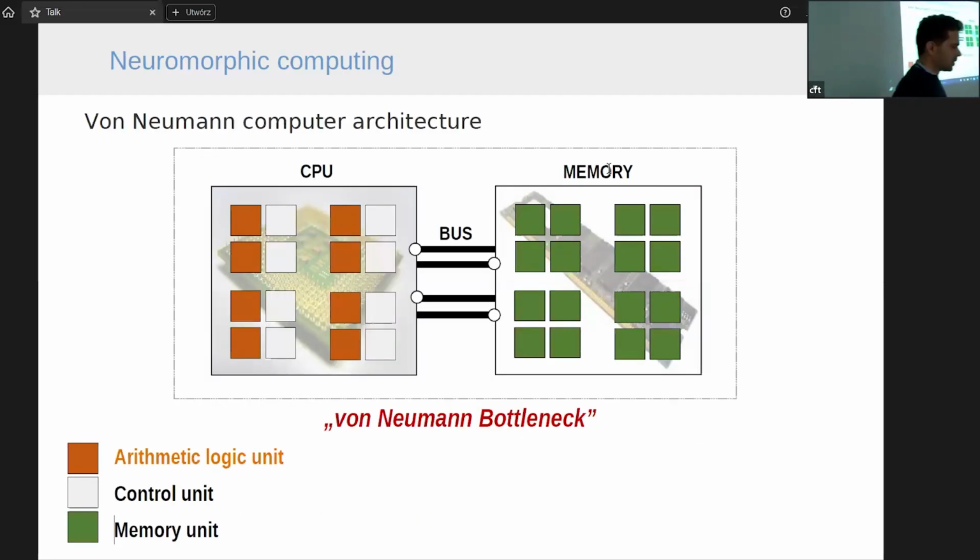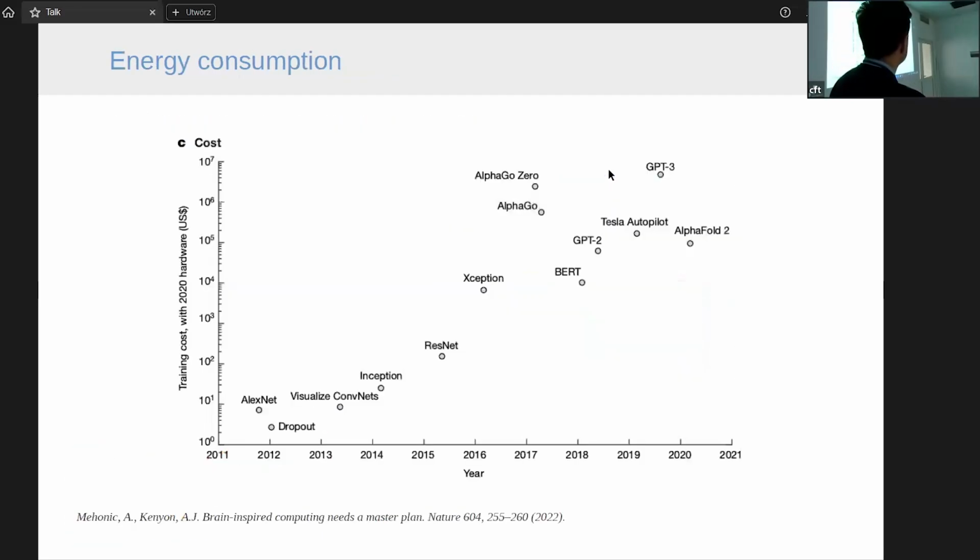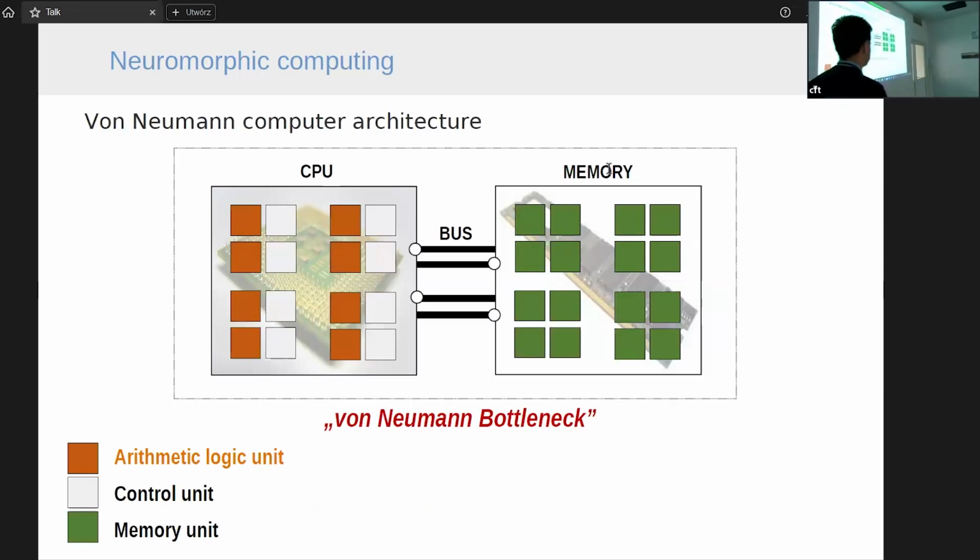So anyway, you can see that it's unsustainable. We cannot have such growth indefinitely. And what is the problem? Because we are used to a situation where there was Moore's law, and we had better and faster computers every 2 years, and there was no problem with electricity.